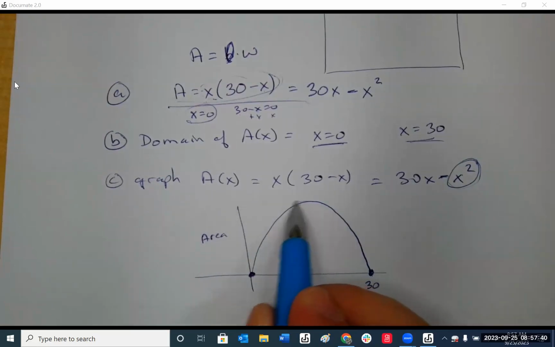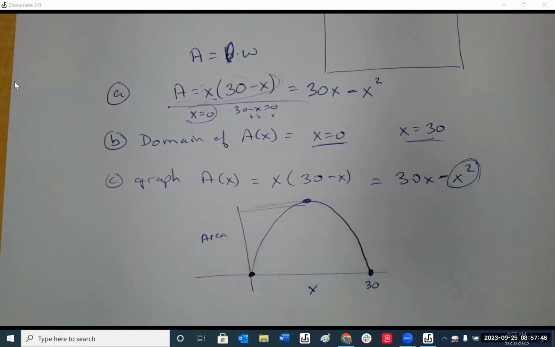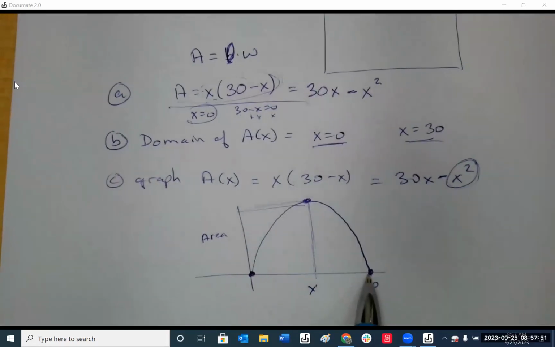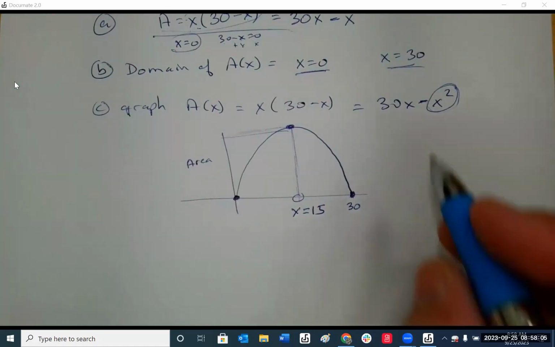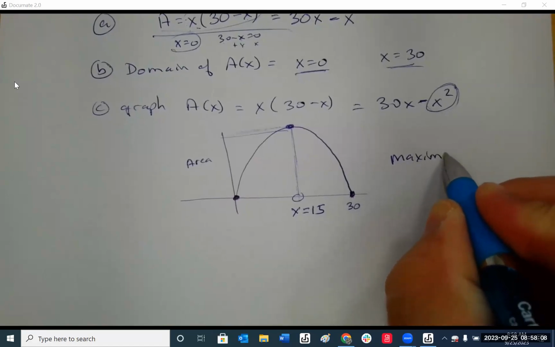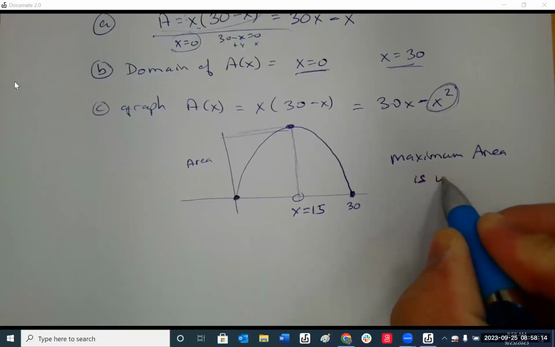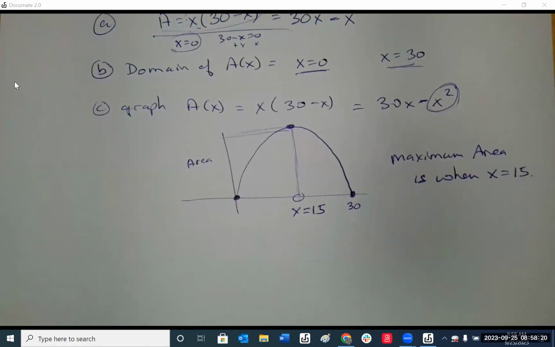So the largest area is going to happen at that point, which, in this case, we're lucky because these are our two x-intercepts. What number is halfway between 0 and 30? So the maximum area is when the sides are 15 feet each.